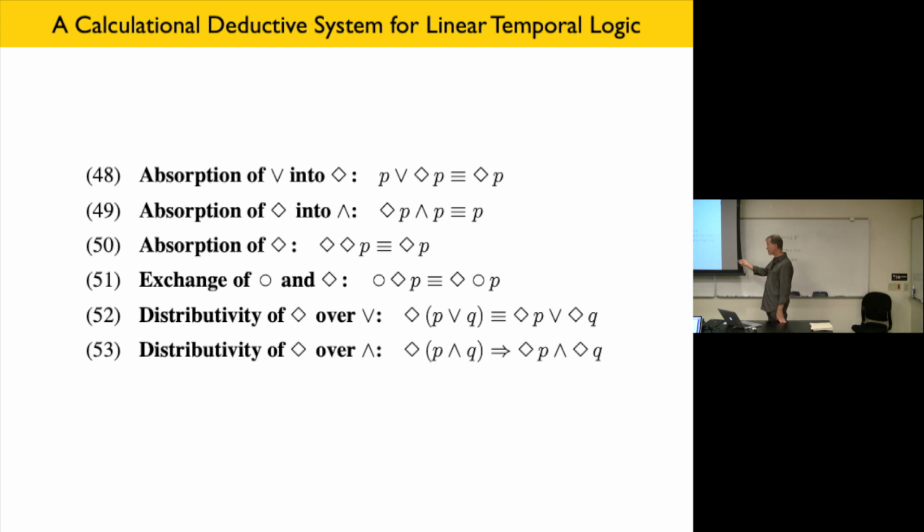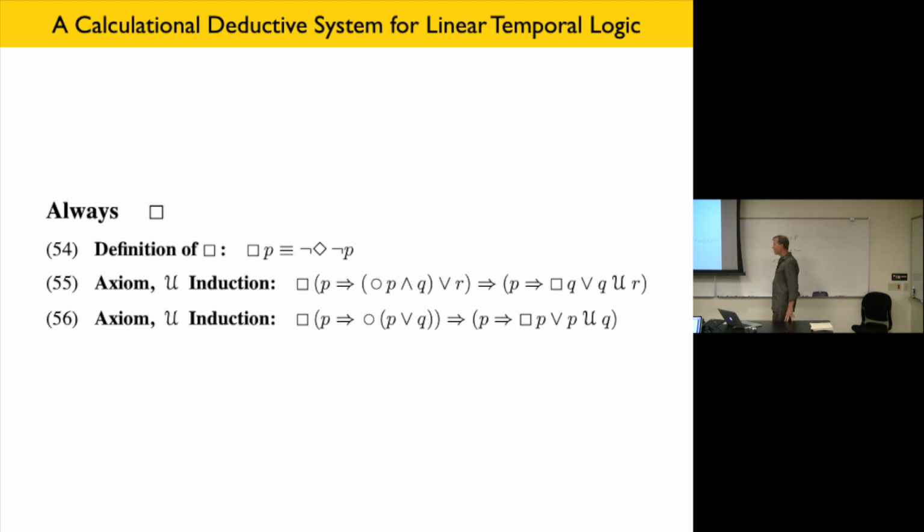And that's equivalence. But on the other hand, what about and? If you're eventually going to have P and Q true at some state in the future, what does that imply? You're going to have eventually P, and you're going to have eventually Q. But not the other way around. Think about that. Okay, now the next one then is always.